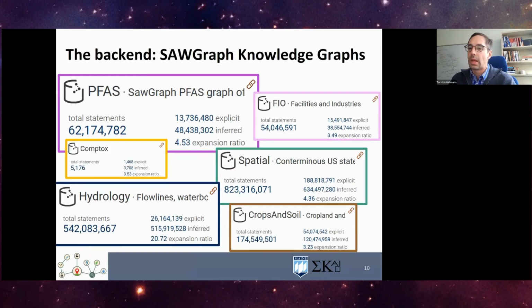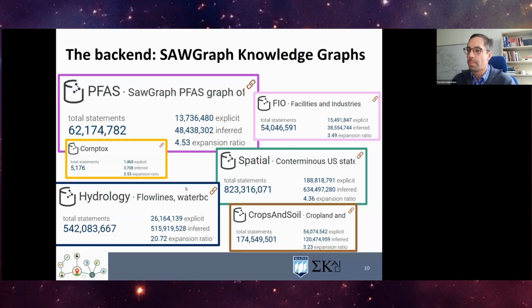So this is all made possible by a set of interconnected knowledge graphs. We have 6 graphs, the PFAS graph that has the observations, and then all the kind of supplementary information about facilities and their industries from the facility registry service that EPA maintains, a spatial graph that kind of provides the background on towns and counties, as well as kind of helps facilitate the spatial integration of the different data sets.